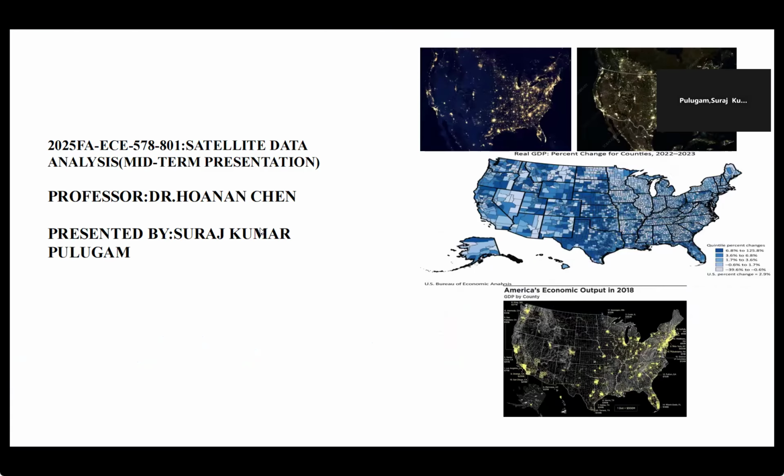As you can see in the images, this image represents the world map of lights, which is taken from NASA's Black Marble. It shows how nighttime brightness corresponds to human settlement and development.